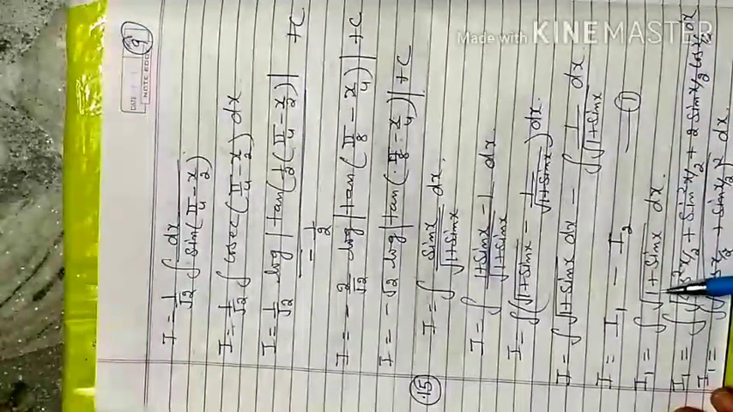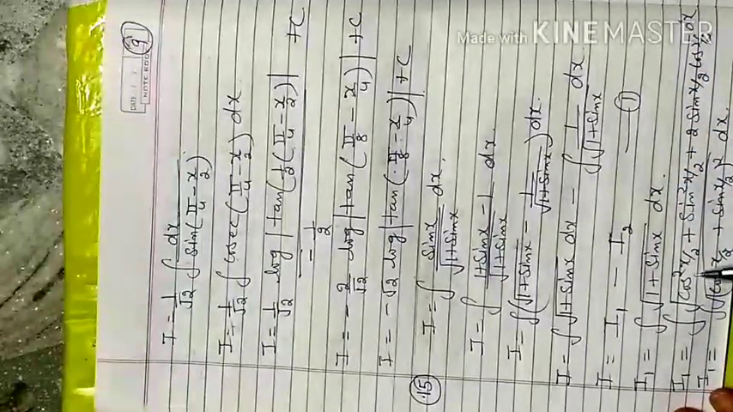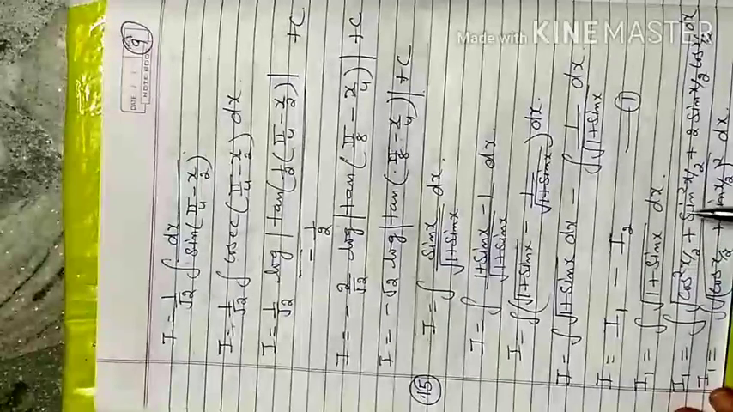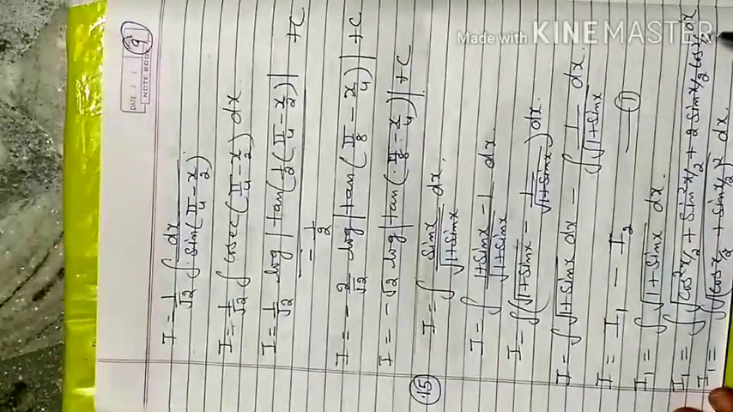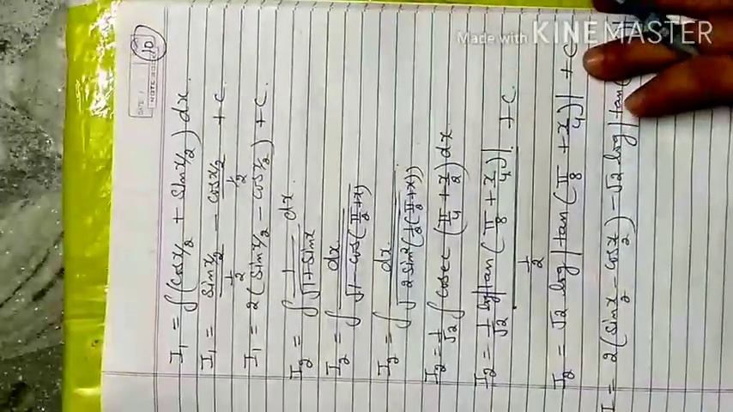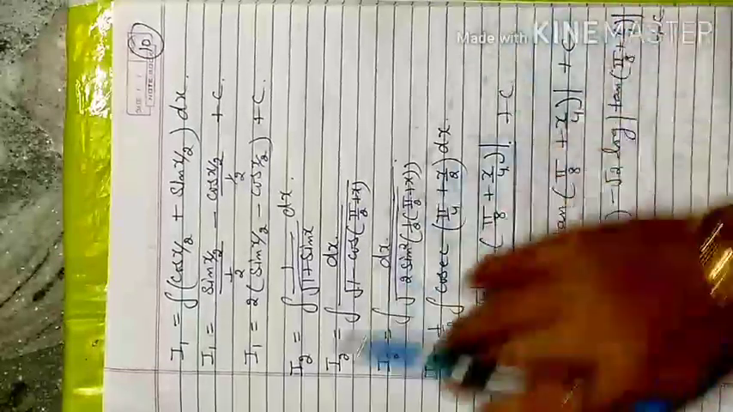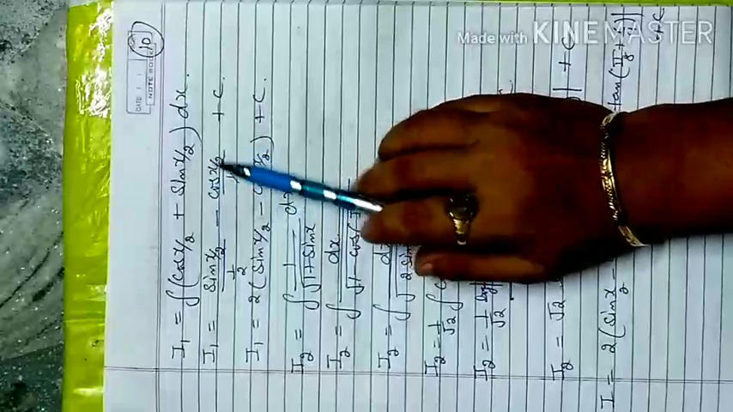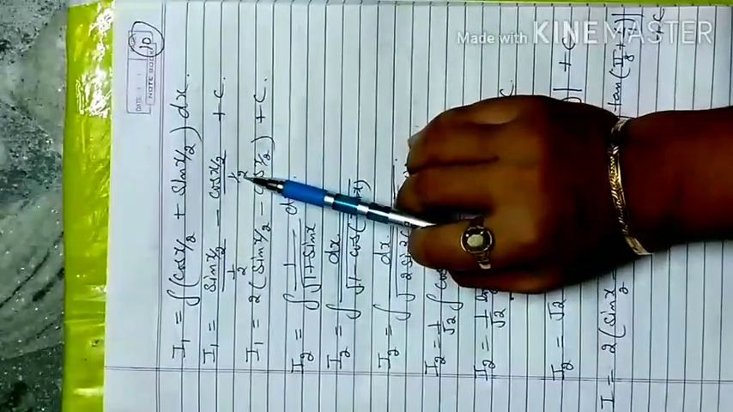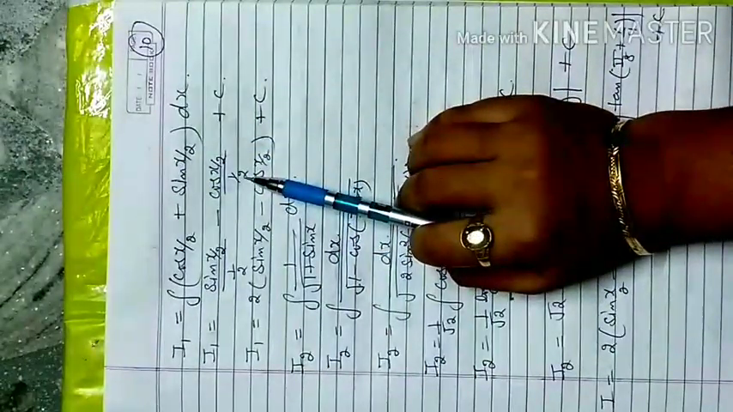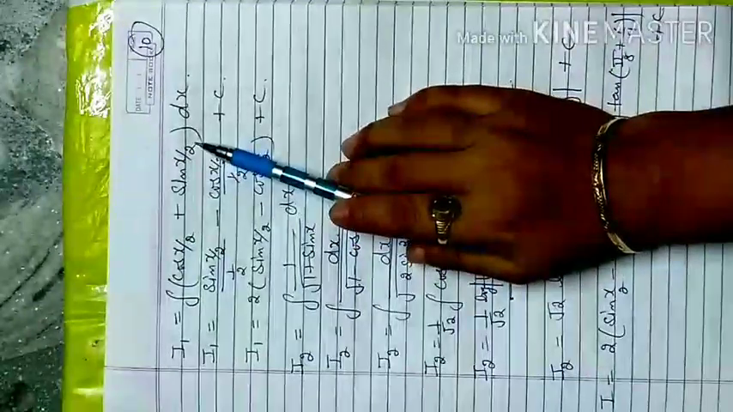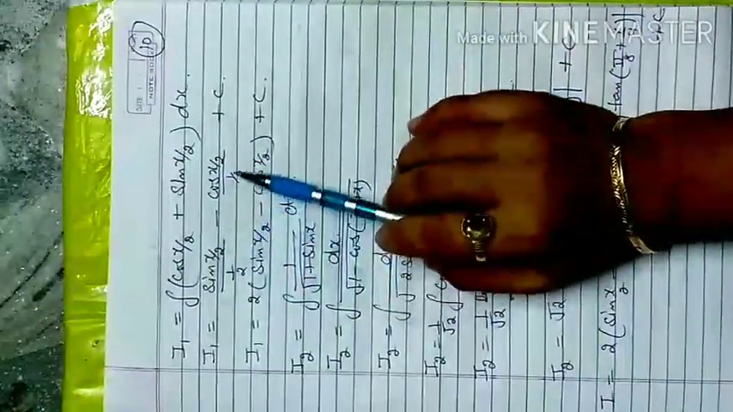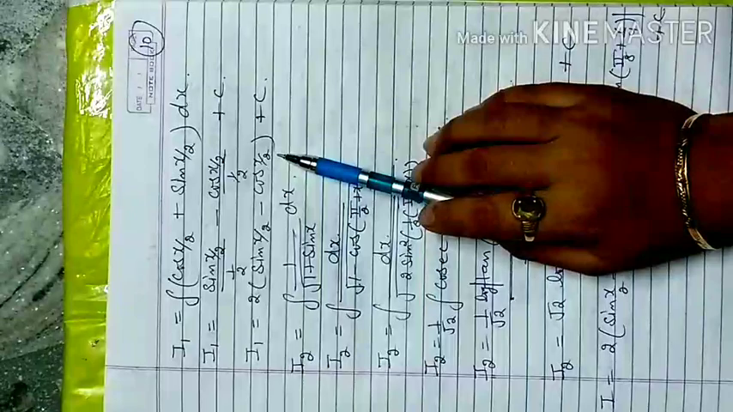So here first I1, 1 plus sin x, open with the perfect square like cos square x by 2 plus sin square x by 2 plus 2 sin x by 2 cos x by 2. That gives me cos x by 2 plus sin x by 2 whole square. Square root will be cancelled. Terms will be separate. Now you directly integrate. Cos x by 2 integrates to sin x by 2, and x by 2 differentiation is 1 by 2. Sin x by 2 integrates to minus cos x by 2, and x by 2 differentiation is 1 by 2. After integration we get the required answer, that is of I1.